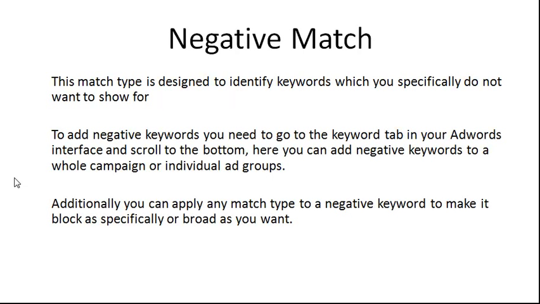The final match type we're going to look at is a negative match. This is a way to identify keywords you do not want to show for. To add a negative keyword, you need to go to the Keywords tab in the AdWords interface, scroll to the bottom, and there you can add negative keywords to a whole campaign or at an ad group level. Additionally, you can apply any match type to negative keywords to make it block as specifically or broadly as you want.